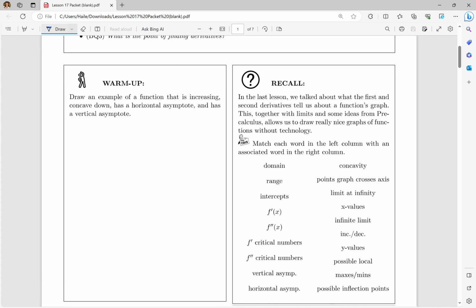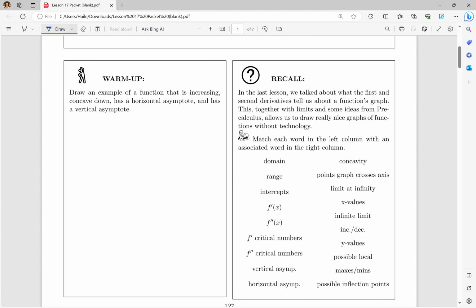So let's do the warm-up real quick. We want to draw an example of a function that is increasing, concave down, has a horizontal asymptote, and has a vertical asymptote. So I don't need an equation. I just want you to draw a picture to show me that you understand what all of those words mean.